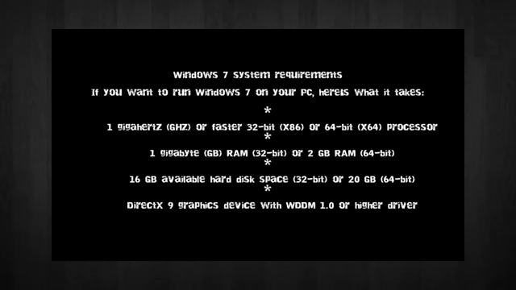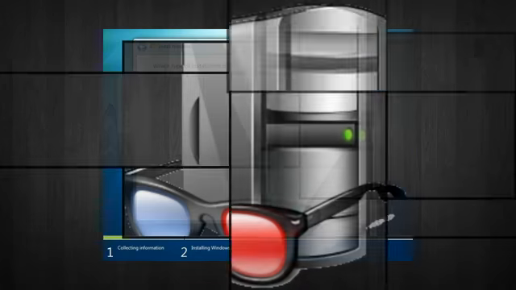Okay, the system requirements for Windows 7. If you want to run Windows 7 on your PC, here's what it takes. 1 gigahertz or faster 32-bit or 64-bit processor. 1 gigabyte of RAM for 32-bit, or 2 gigabytes of RAM for a 64-bit operating system. 16 gigabytes available hard disk space for 32-bit, or 20 gigabytes hard drive space for 64-bit. DirectX 9 graphics device with a WDDM 1.0 or higher driver.